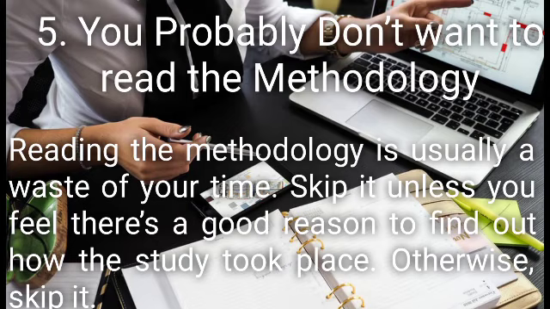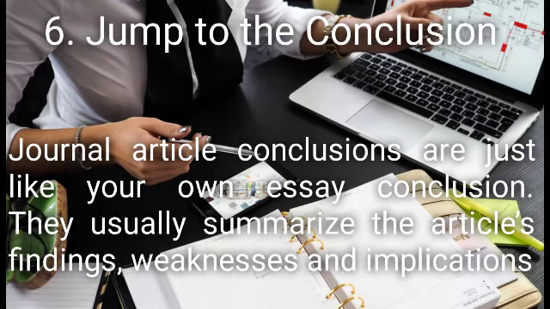And five is you probably don't want to read the methodology. When you are reading the article, you find out the answers to questions. The methodology section explains how the answers were gathered. Methodology is very important if you are writing a critical literature review at master level. Skip it unless you feel there's a good reason to find out how this study took place. Otherwise, skip it.